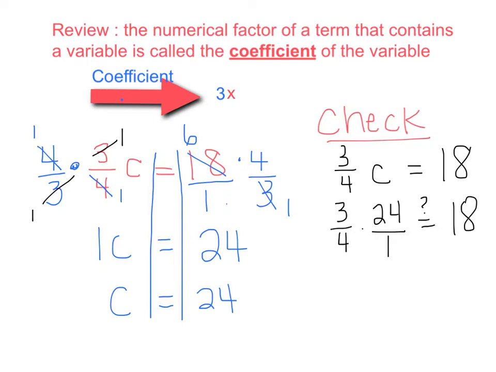4 and 24 can cross cancel here. 4 becomes a 1. 24 becomes a 6. 3 times 6 is 18. And does 18 equal 18? Yes. So we have checked our answer, and the sentence is true.